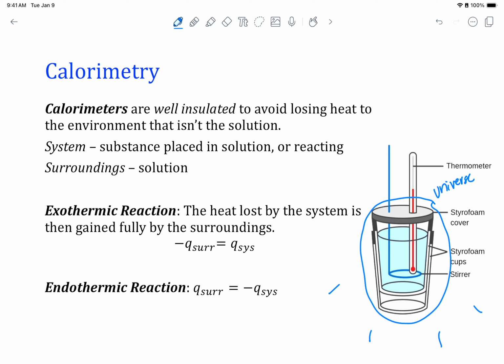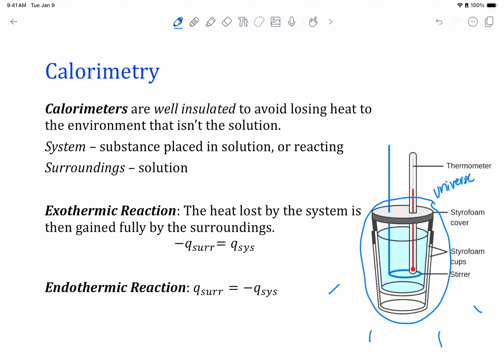So we can make a relationship between those, and that can tell us the difference between our exothermic and endothermic reactions. If it's an exothermic reaction, then heat is going to be lost by the system. Whatever is, say, our block of metal, the heat is being lost and then fully gained by the surroundings. So heat is going out into the surroundings, out into the solution, meaning that the heat of the surroundings is changing. It's going to be completely opposite of the heat of the system itself.